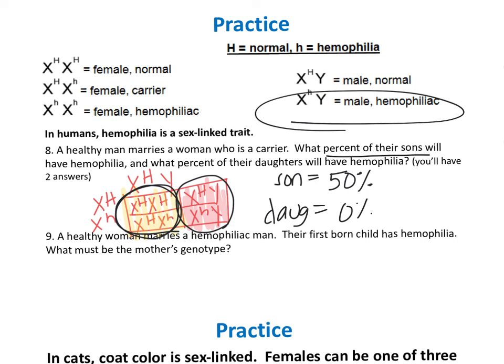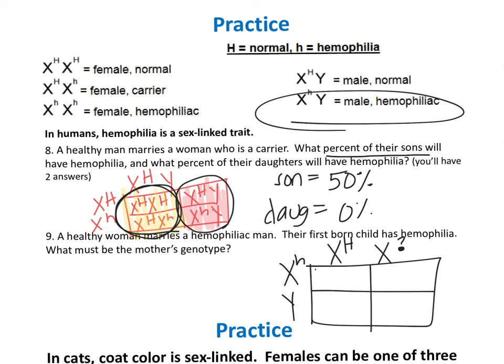Question number 9, a healthy woman marries a hemophiliac male. So I'm going to start with my male, hemophiliac. My woman is healthy. I don't know that I'm really given enough information to know what is on that other X chromosome. So I have a little bit of an unknown situation here.